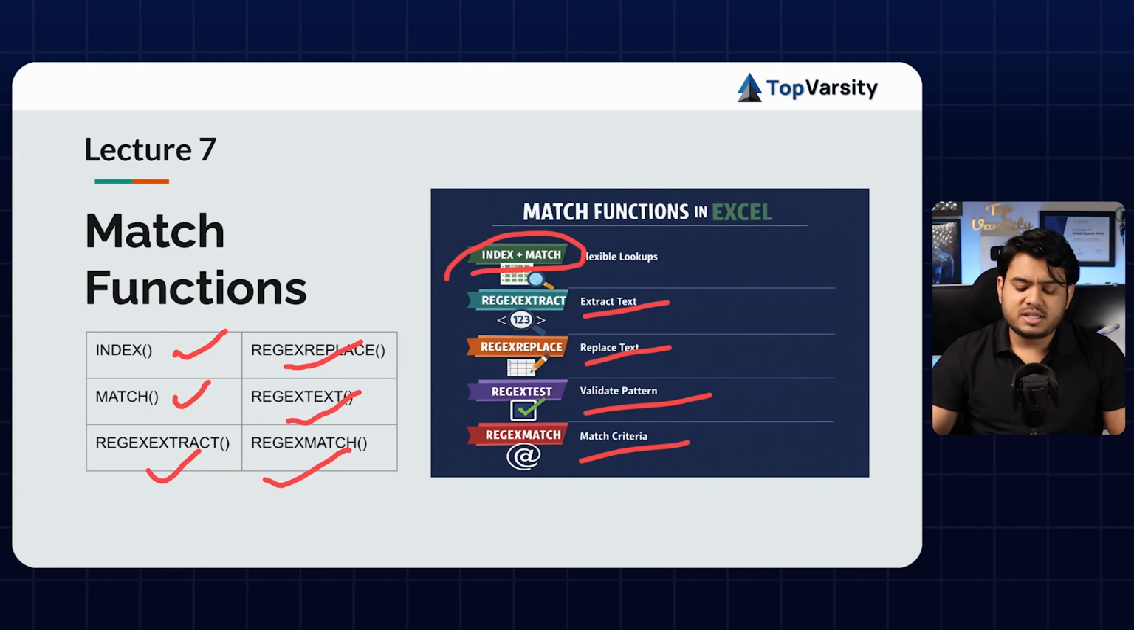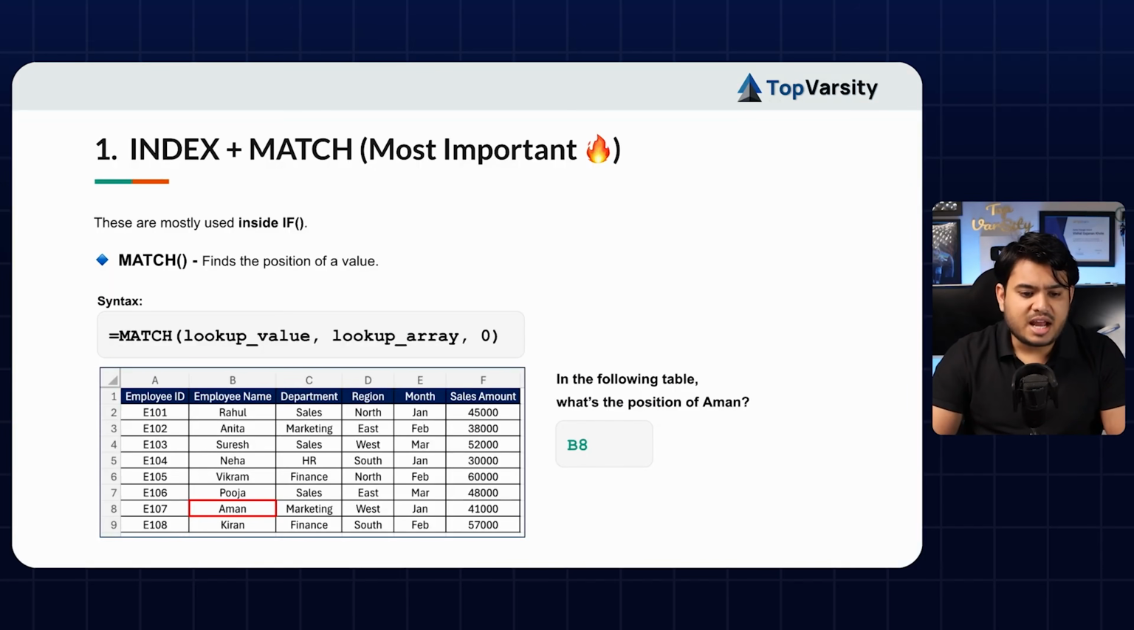Now we'll see what functions we have and how we are going to use them. First of all, we'll see match, then index, and we'll use the combined function to find the values. Index match is one of the most important questions asked by interviewers in data analytics interviews. Match we use to find the position of a value. I have an example and the syntax also, and we are going to see that.